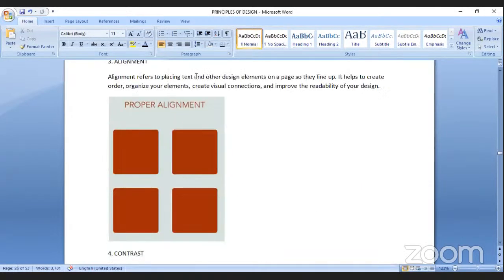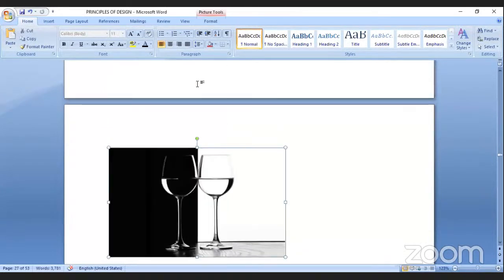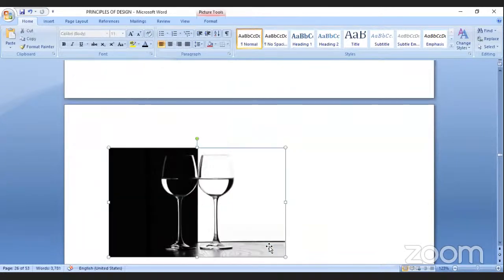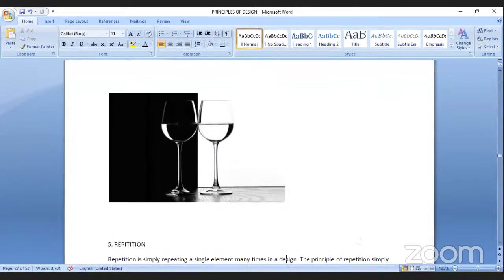Alignment refers to placing text and other design elements on a page so they line up. Alignment may not always be used in some informal designs, but it is an important principle. Contrast is a concept of visual design which shows the difference between two or more elements in a composition. The difference can be shown by the contrast of color. Contrast doesn't always just mean black and white, it can be other colors also.